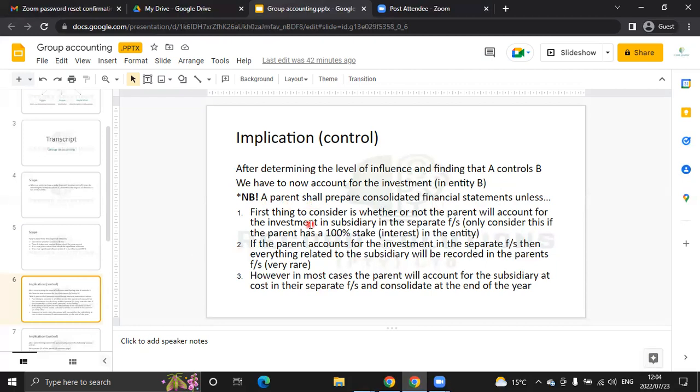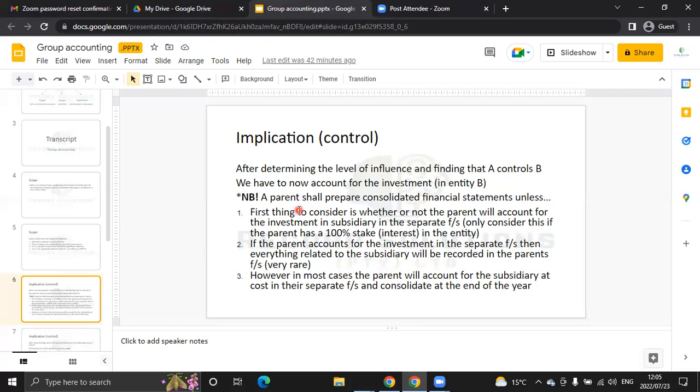Now that you know that, we know that the parent prepares consolidated financial statements, unless what? The first thing to consider now is whether the parent will account for the investment in its separate financial statements, but you only consider this if the parent has a 100% stake in the entity. So this is what happens when you control an entity.